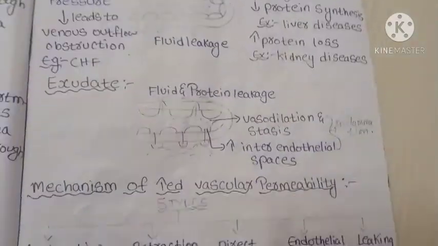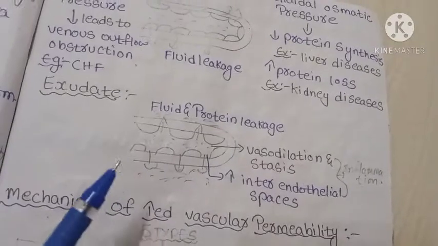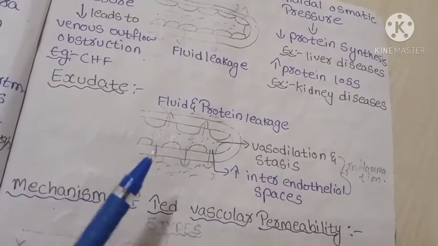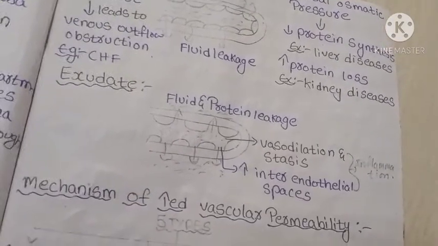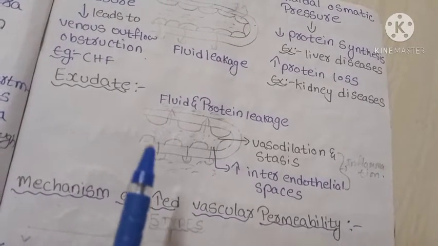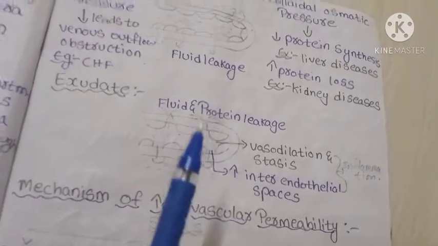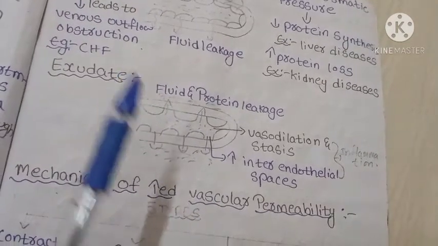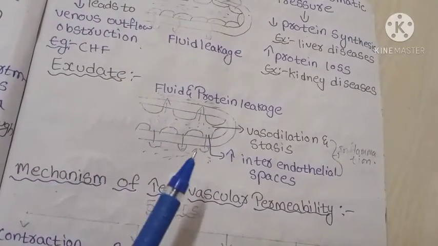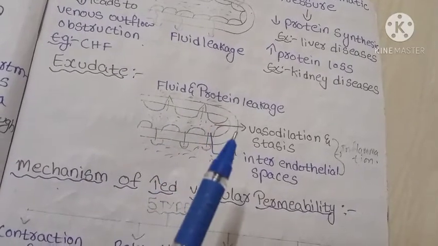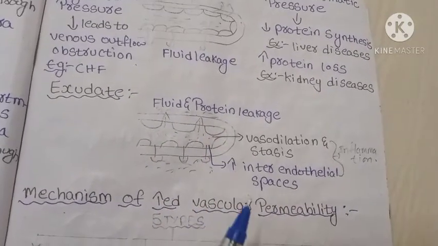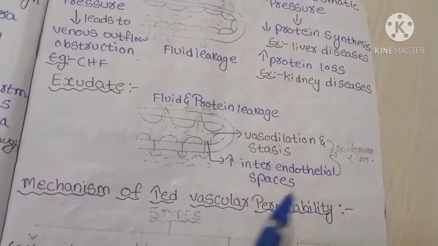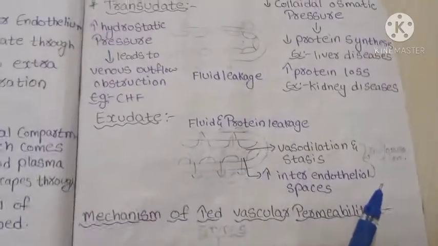Now we will see the exudate structure. Here you can see there is more gap between two endothelial cells. Through this gap, the fluid will go out from intravascular to extravascular. Fluid and protein will leak from intravascular to extravascular. Vasodilation and interendothelial spaces lead to inflammation.